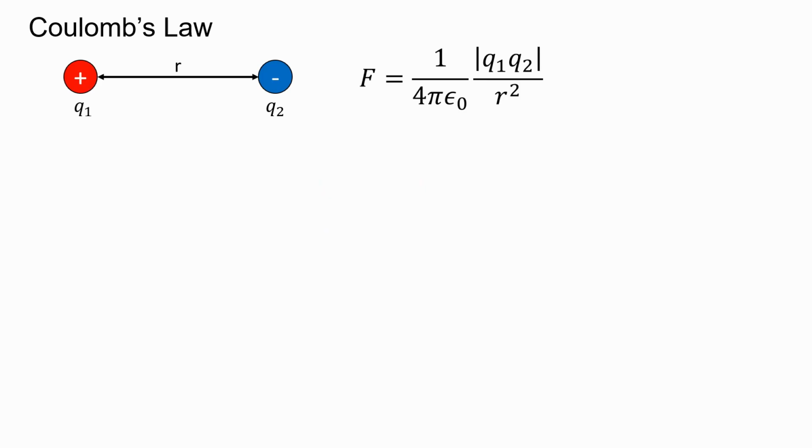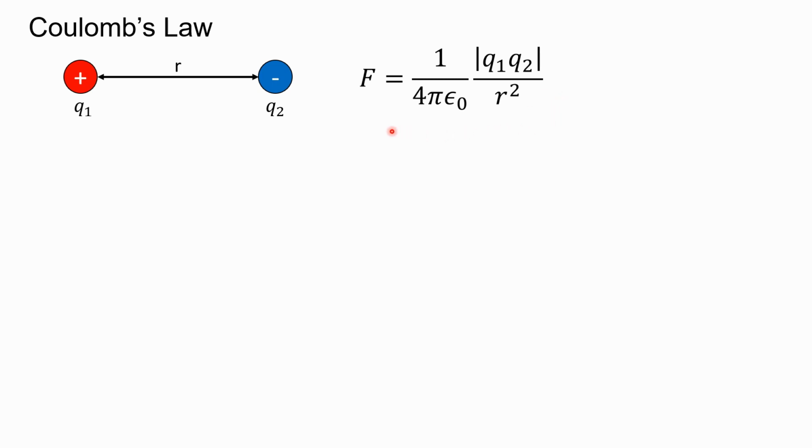The magnitude of this electric force is given by what is known as Coulomb's law. So if we have 2 charges, Q1 and Q2, separated by some distance r, the magnitude of the force between these 2 charges is given by the equation 1 over 4 pi epsilon naught times the absolute value of Q1 times Q2 divided by r squared.